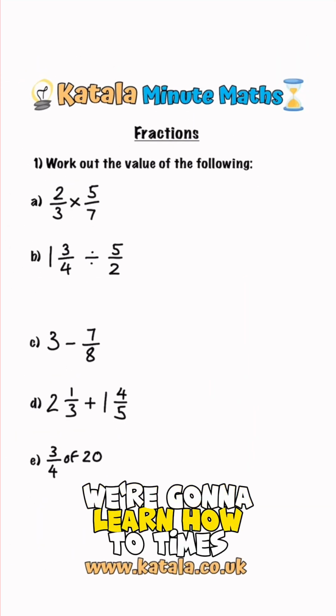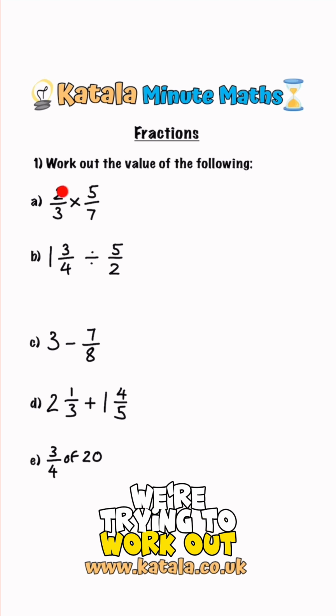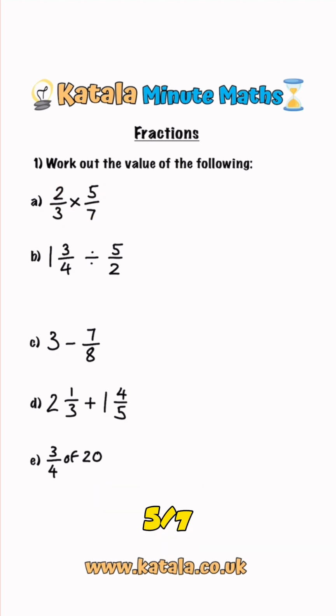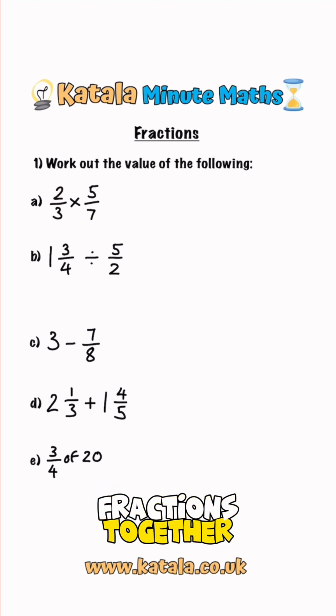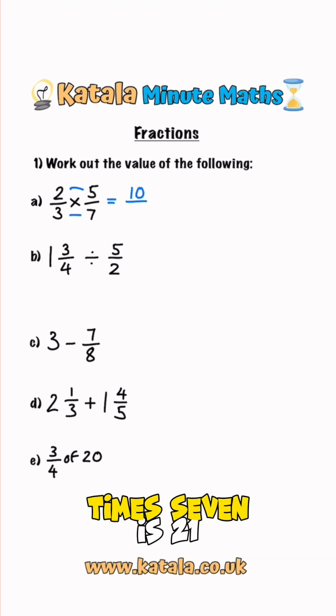In this video, we're going to learn how to times, divide, add, and take away fractions. So in 1a, we're trying to work out the value of 2/3 times 5/7. Now, in order to times fractions together, literally all we do is we times the tops together and we times the bottoms together, which in this case would give us 10 over 3 times 7 is 21.